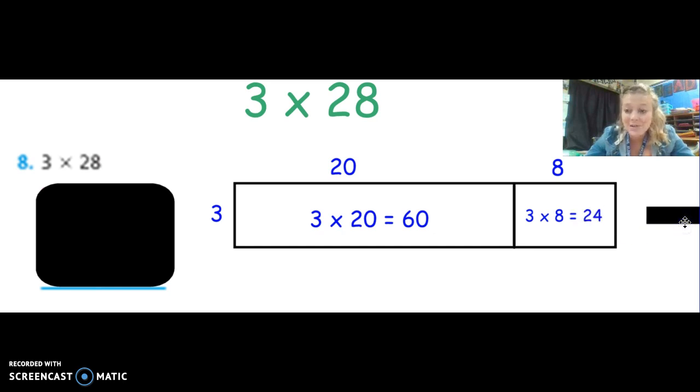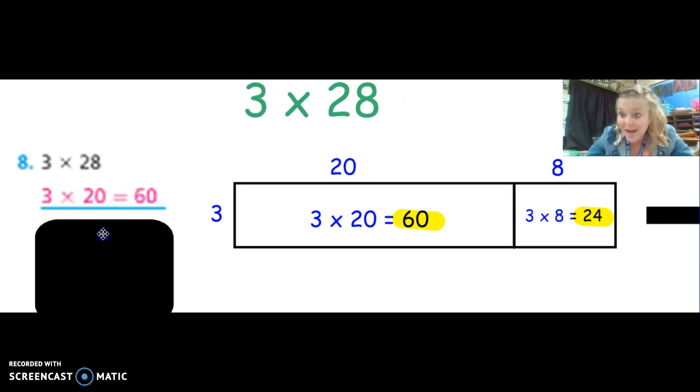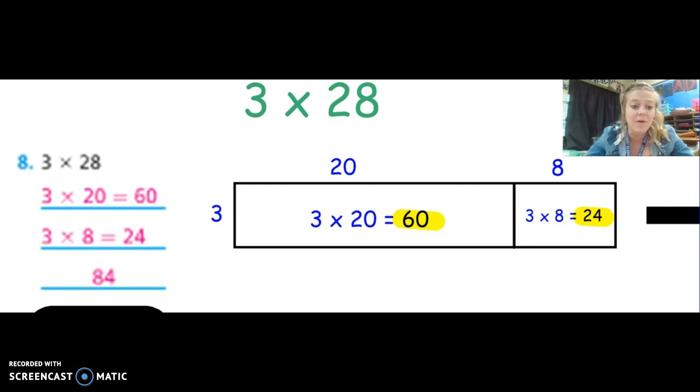The next thing we're going to do to solve 3 times 28 is add our two partial products together. So we figured out that 3 times 20 equals 60 and 3 times 8 equals 24. Well, we need to add those two products together to get our final total. So we look over here. This is just a little recap of what we just did in this drawing right here. 3 times 20 equals 60. 3 times 8 equals 24. We add 60 plus 24 to get our final product of 84.